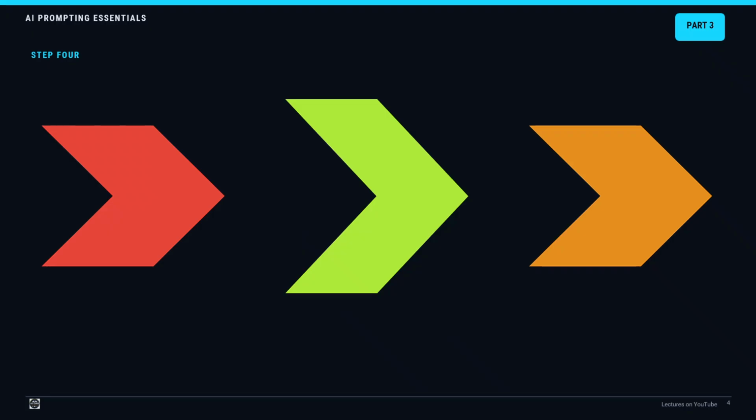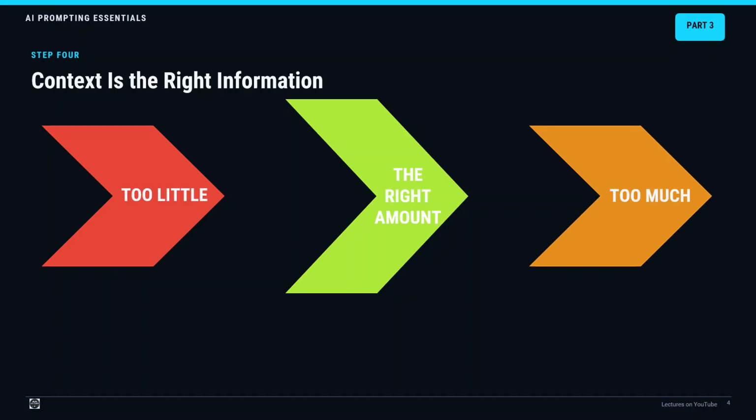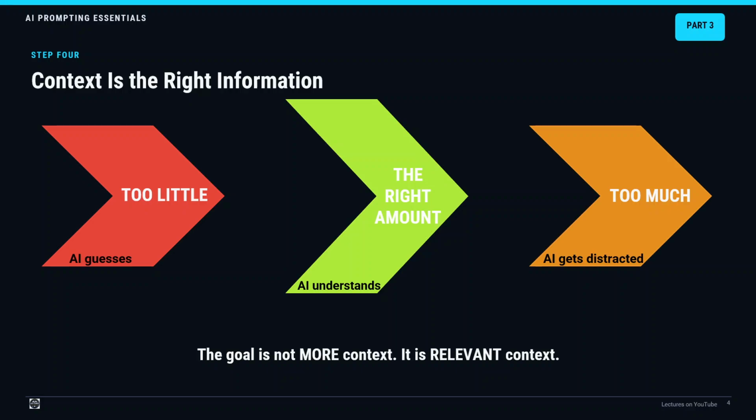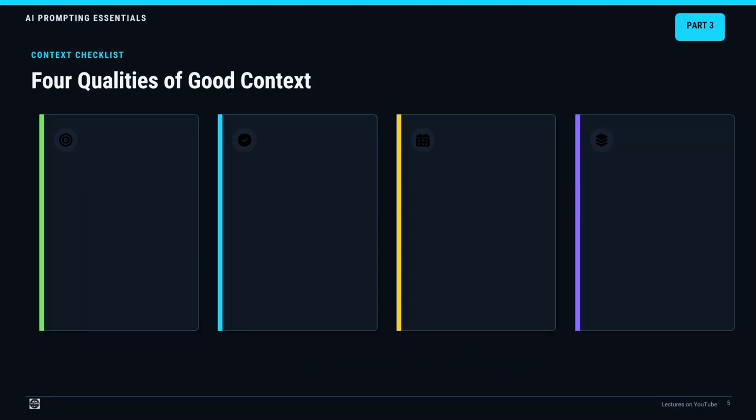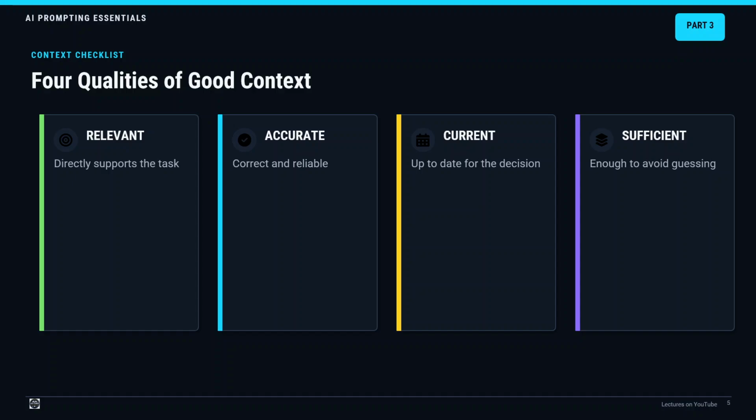Step 4. Provide the right context. Context is not simply more information. It is the right information. Too little context forces AI to guess. Too much irrelevant context may distract it from the objective. Good context should be relevant, accurate, current, sufficient. Nothing more is required merely for the sake of volume.